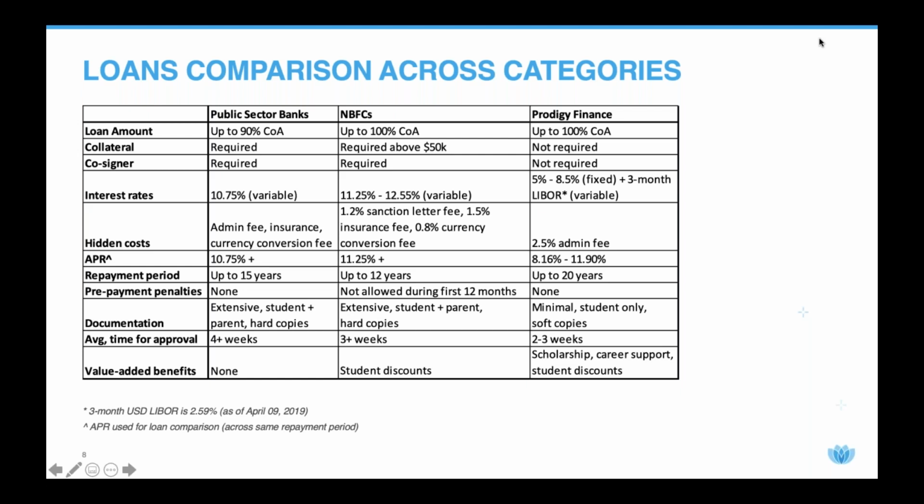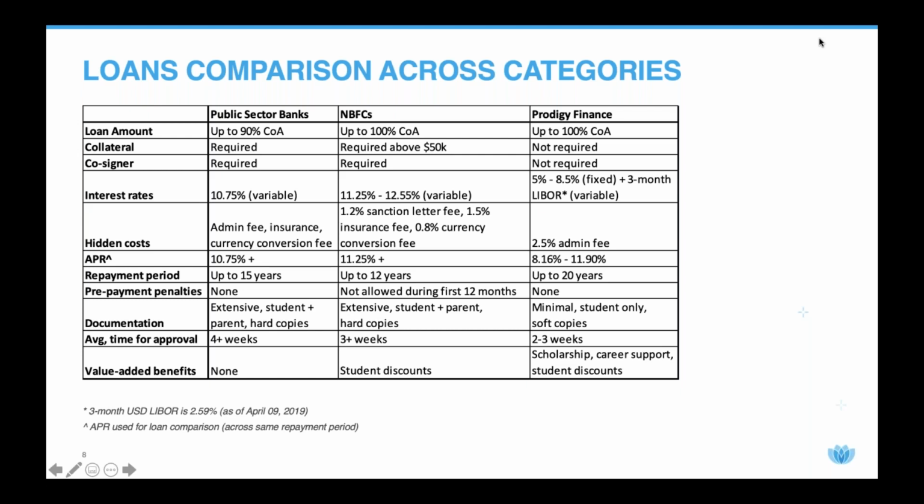So let's say you get that RA or TA and you want to clear off that $4,000 to $6,000 debt because you have an excess of $5,000 on, let's say, a $60,000 loan. You could do it with Prodigy Finance and public sector banks. Documentation is very extensive across banks. As you know, it requires a lot of student and parent copies. It's pretty extensive and can take anywhere up to 4+ weeks.